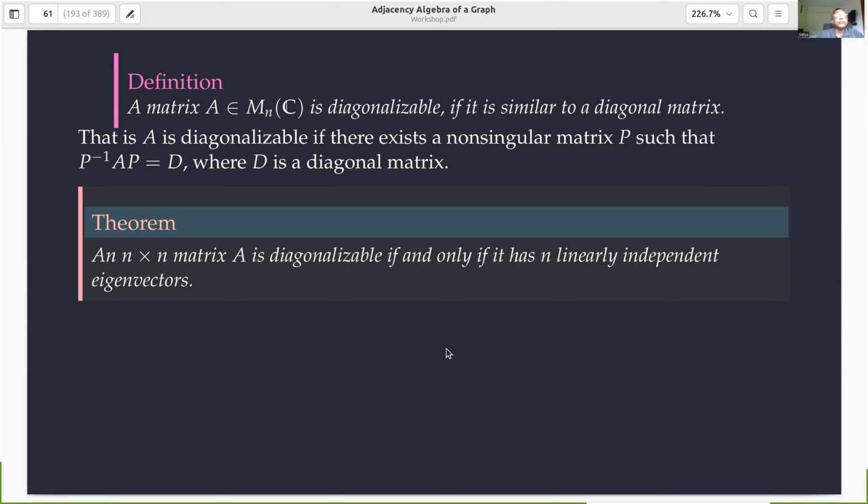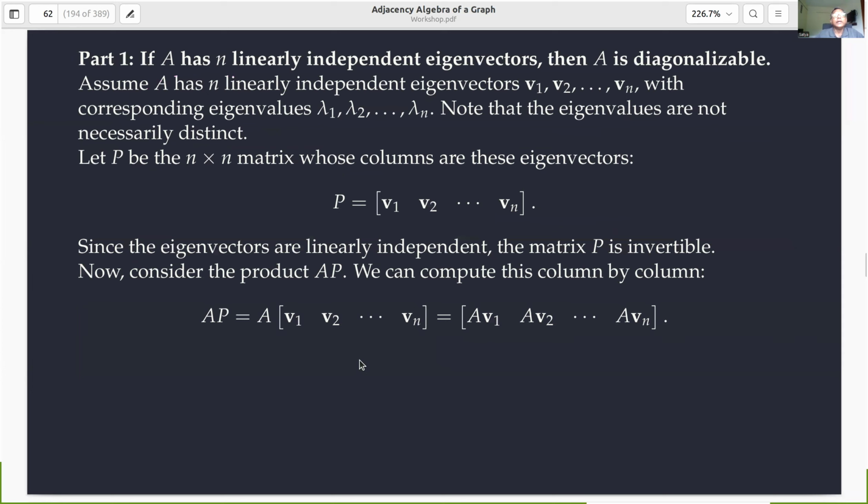So, a matrix is diagonalizable, you know, if it is similar to a diagonal matrix. Diagonalizable if and only if it has n linearly independent eigenvectors, right? The proof is very simple. If it has linearly independent eigenvectors, then I can construct a matrix with those as column vectors. Then that will work. That is our P. PAP inverse equals diagonal.